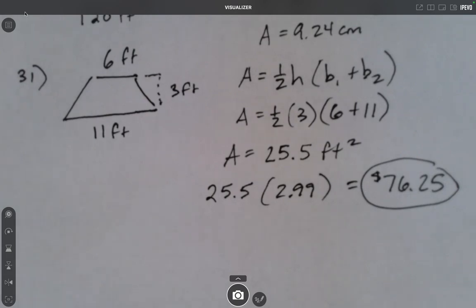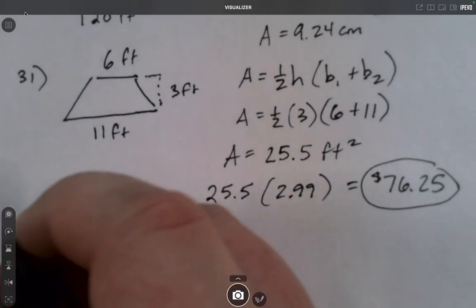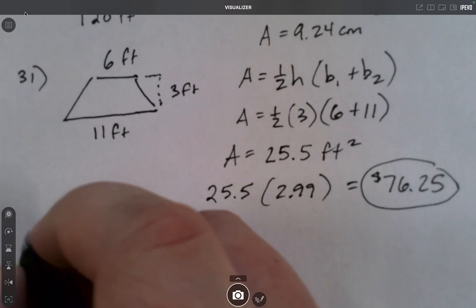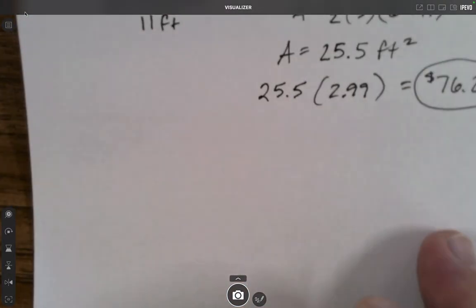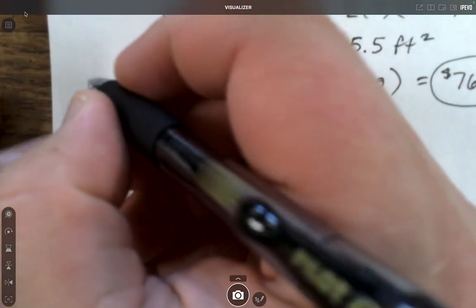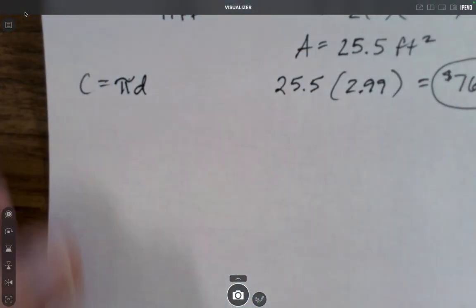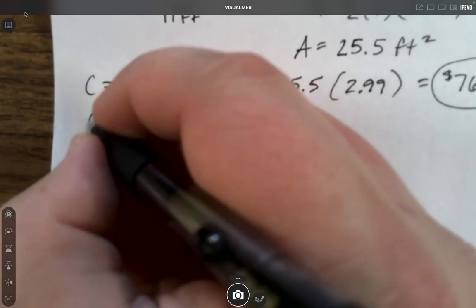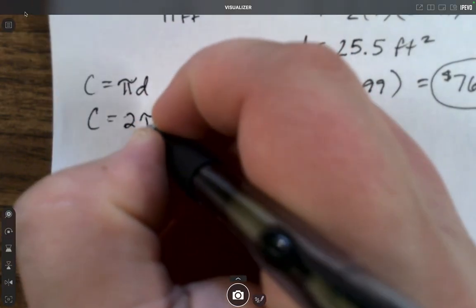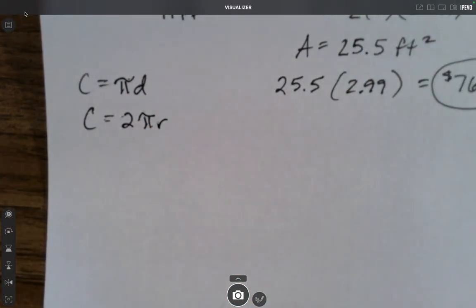Okay, moving over to section 11.7. Now we're dealing with circumference of a circle. So there are two formulas for the circumference of a circle, and which one you use just depends on what you're given. So if they give you the diameter of the circle, you want to use this formula. If they give you the radius of the circle, you want to use this formula.